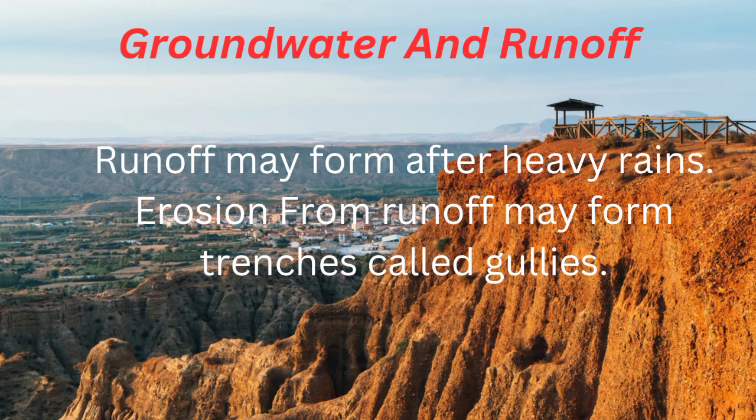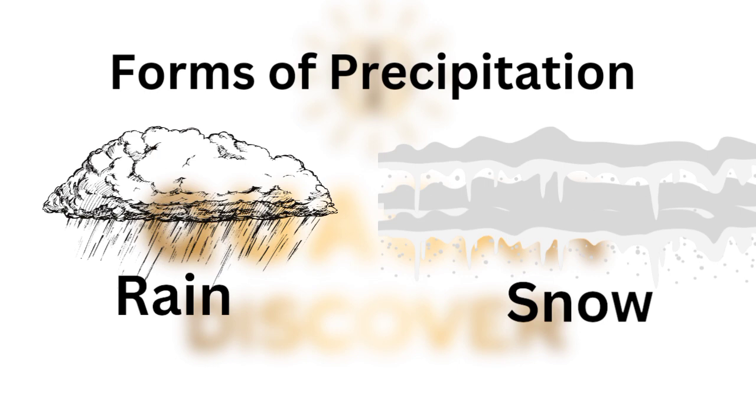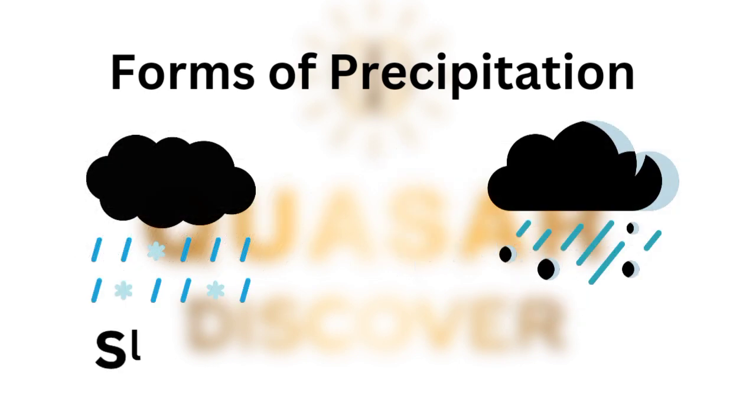Forms of precipitation. Clouds form and release precipitation. Precipitation can be in the form of rain, snow, sleet, and hail.